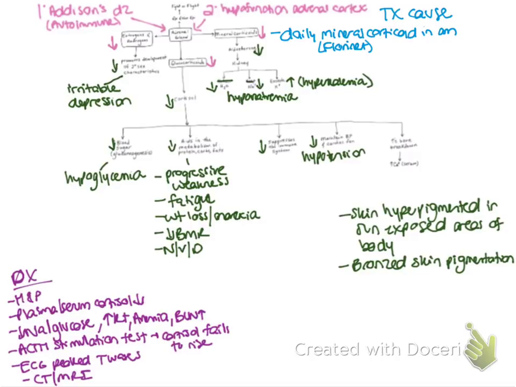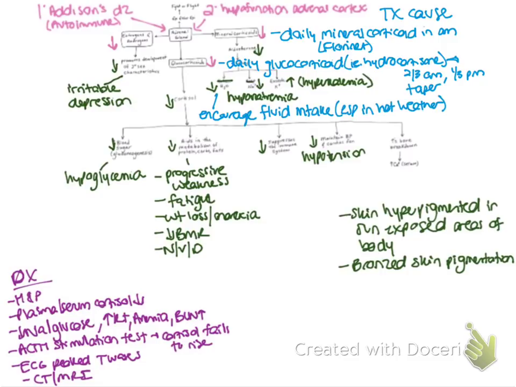So they get a daily mineralocorticoid, and that's done in the morning, and it's called Florinef. They are going to be on daily glucocorticoids, like hydrocortisone, and with that, they get 2/3 of it in the morning and 1/3 in the afternoon. And again, we can't stop it abruptly. When we need to increase or decrease the dose, we're going to have to taper it.